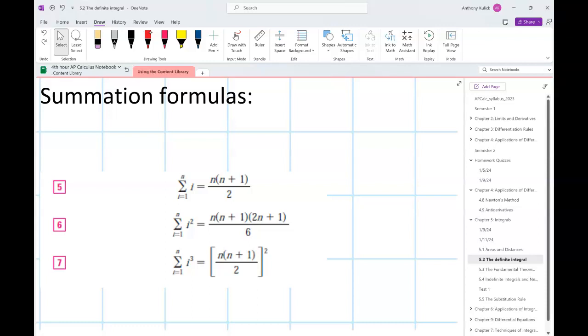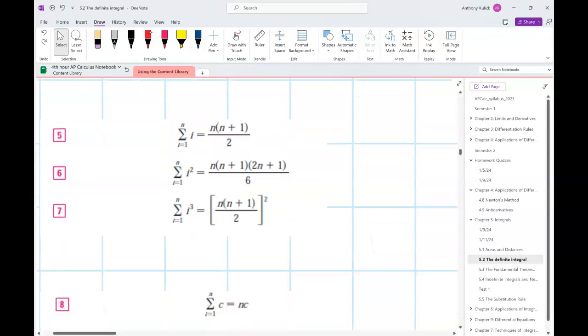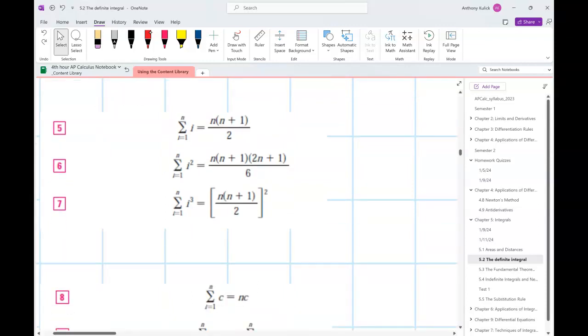The first one, the sum of i, would be n squared plus n over 2. So, yeah, I'm not going to derive it for you. It's an easy derivation.